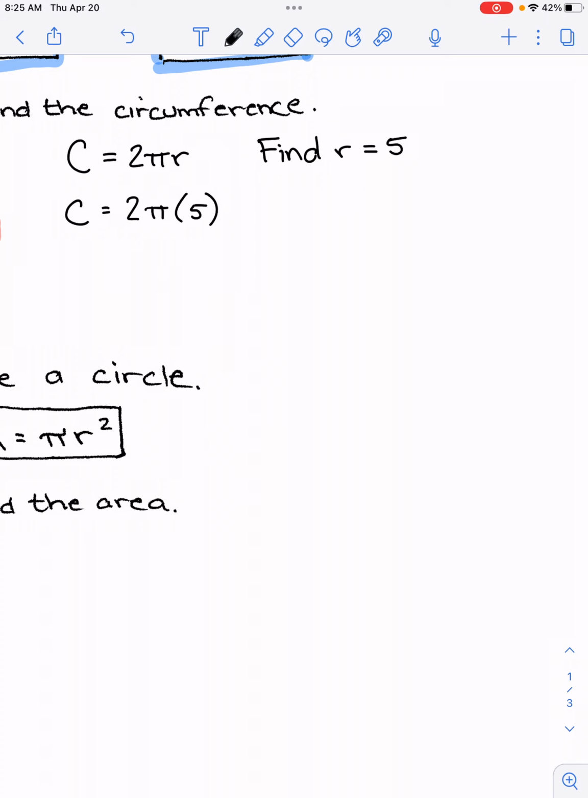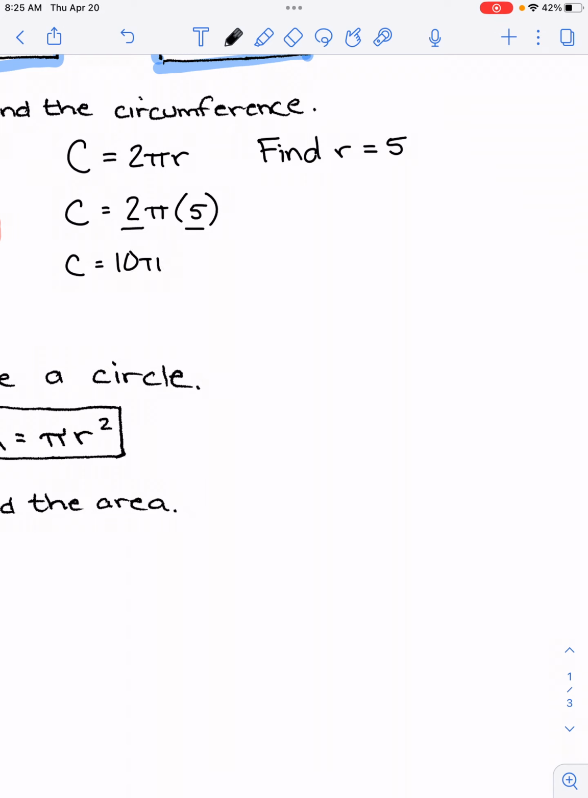Now at this step, we can multiply 2 times pi and then whatever that is by 5. But what I prefer to do, since this is all being multiplied, is use the commutative property and put these together. Instead of putting them together, I'm just going to multiply them together. Let's multiply 2 times 5, which is 10.